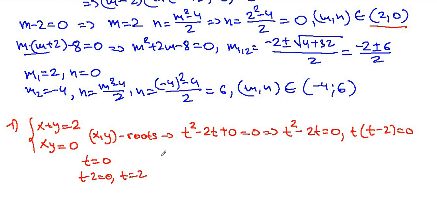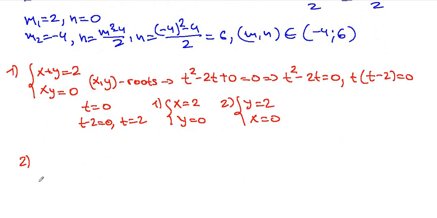So therefore the solutions are x is equal to 2 and y is equal to 0. This is the first set of solutions, and the second set of solutions, y is equal to 2 and x is equal to 0. So now the second system of equations is x plus y is equal to, we see that m is equal to minus 4, and xy is equal to 6.